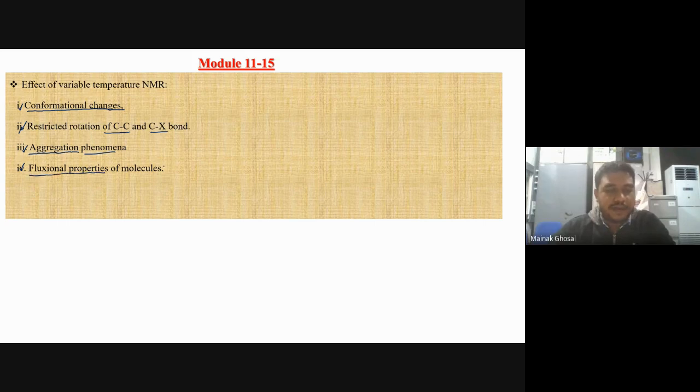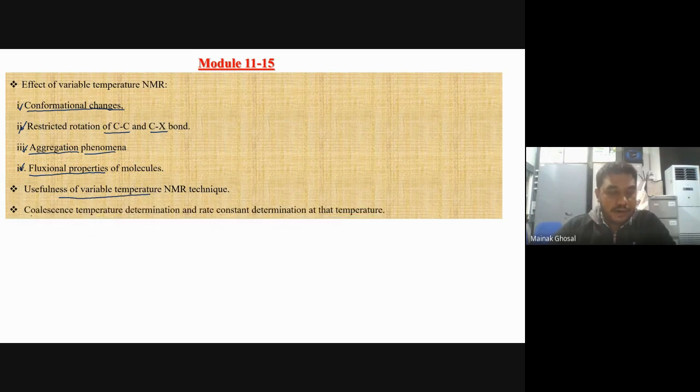So using this variable temperature NMR, you can also monitor the fluxional property of some molecules. So these are the usefulness of the variable temperature NMR technique. And also there is a concept of coalescence temperature. What is coalescence temperature? Suppose you are lowering your temperature, you are seeing only one peak, and at some temperature from this one peak you get two peaks, or the peak is getting separated. That temperature is known as the coalescence temperature.